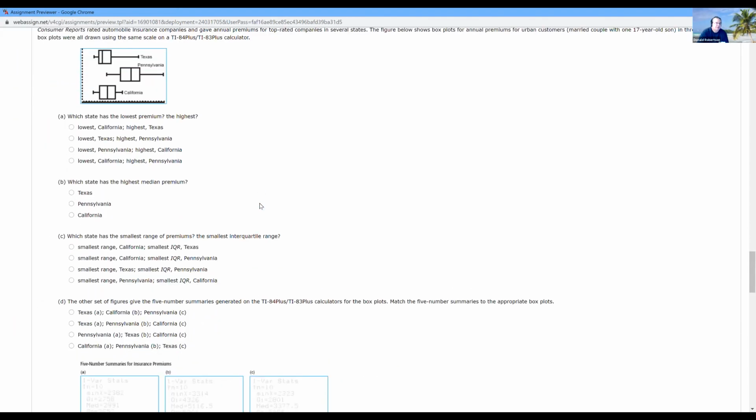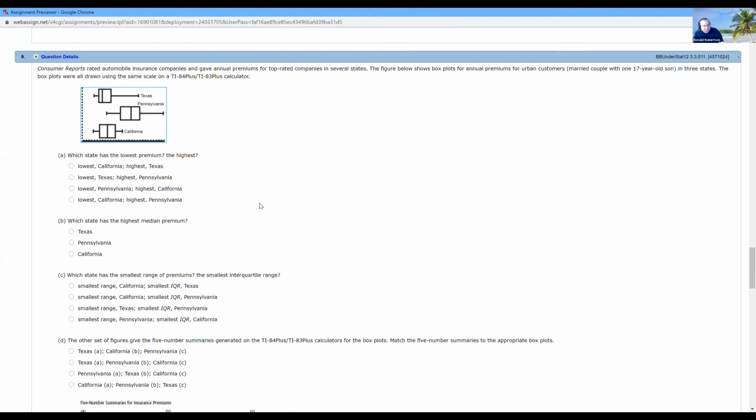Oh, here's one at least we can do a compare and contrast to. Consumer Reports rated automobile insurance companies and gave annual premiums for top-rated companies in several states. The figure below shows some box plots for annual premiums for urban customers, right? I guess that's people who live in urban cities and towns, rather than those people who live way out in the middle of nowhere. And this is for a married couple with one 17-year-old son. So I guess they're just making sure that they're comparing insurance rates one with the other.